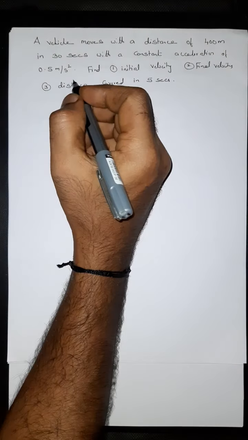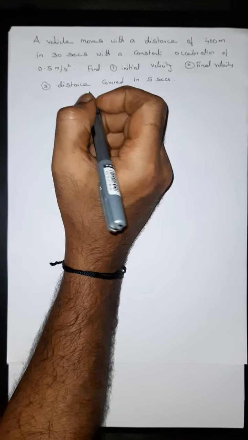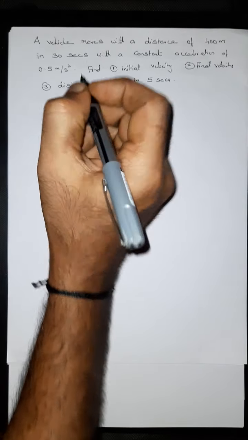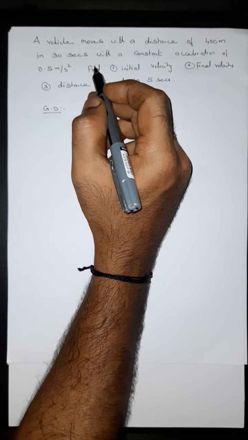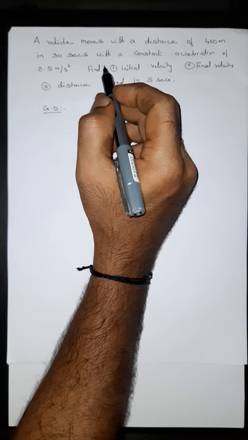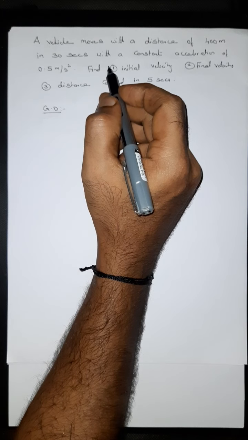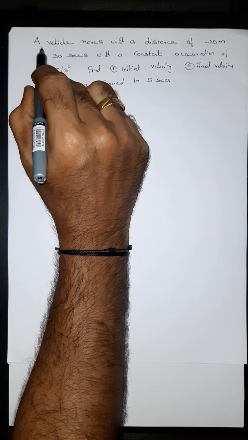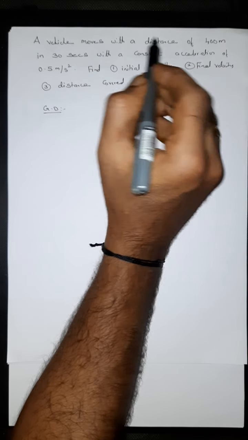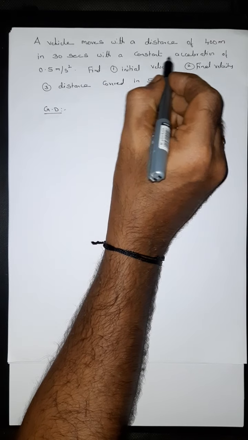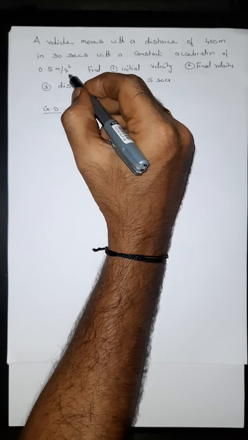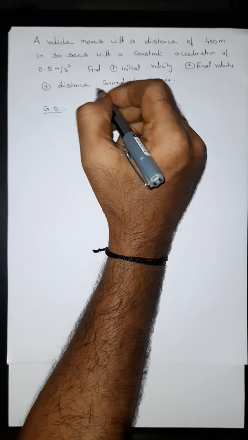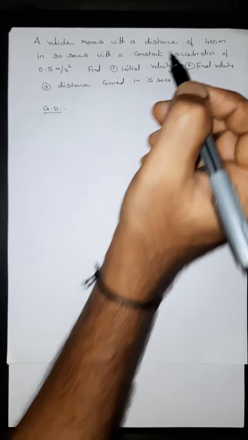So now I am going to solve the second problem under the topic of rectilinear motion. Read out the question twice to understand it first and try to extract as much data as possible from the question. Let me read out the question first. A vehicle moves a distance of 400 meter in 30 seconds with a constant acceleration of 0.5 meter per second square. Find one, initial velocity, second, final velocity, third, distance covered in 5 seconds.